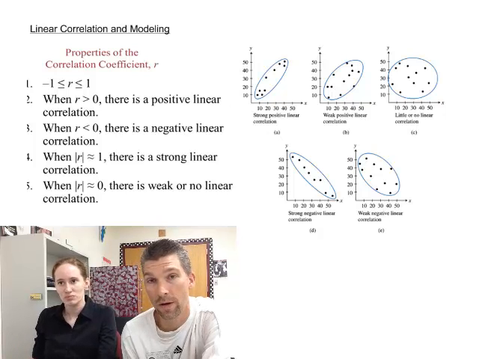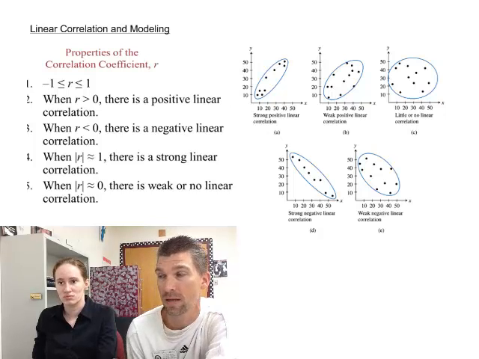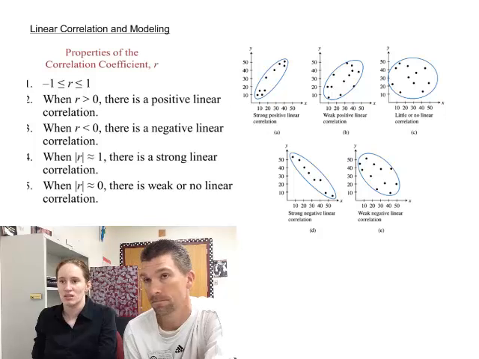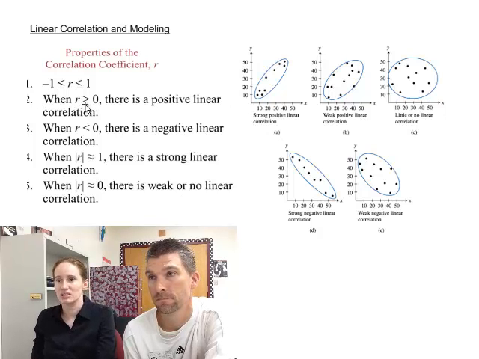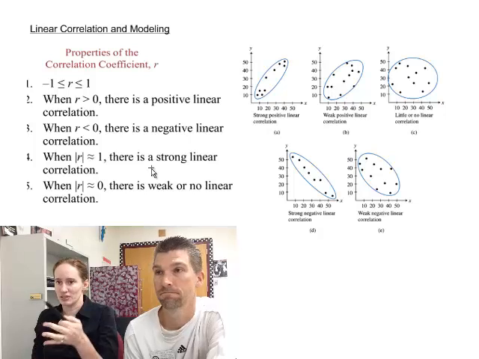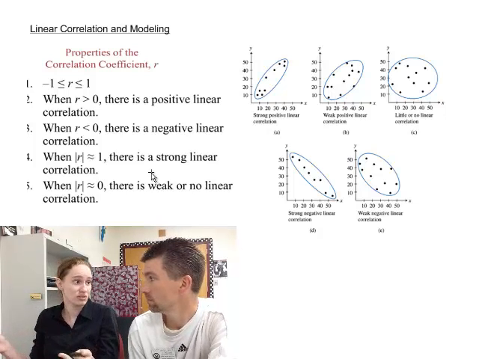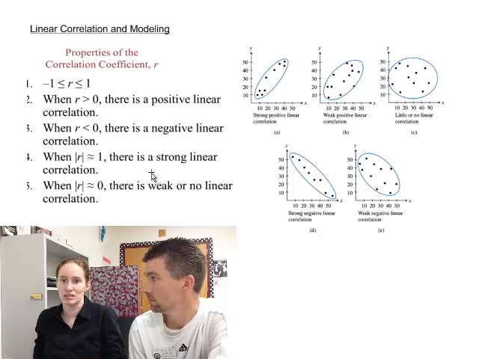The closer to 1 or -1 your r value is, the stronger the correlation, with 1 and -1 being perfect fits. If it's a positive number, there's a positive linear correlation. If it's a negative number, it's a negative linear correlation. If it's close to 1 or -1, it's strong, because it has absolute value there. The closer it gets to 0, the weaker, and if it is like 0.00001 or something like that, there's basically no linear correlation.